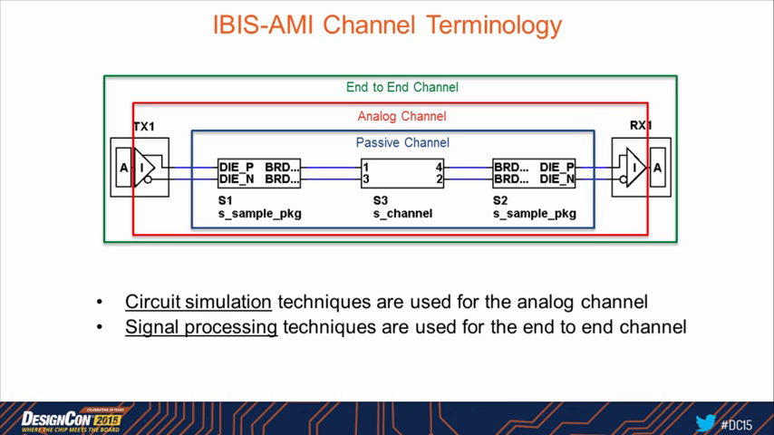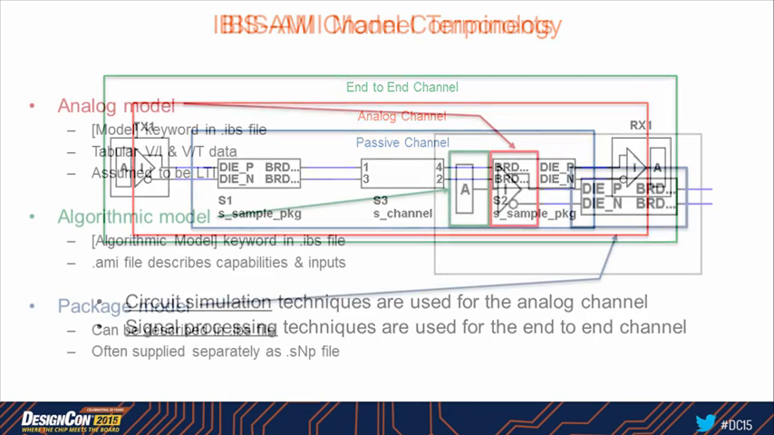And what happens here is that we're going to use different techniques to look at the analog channel and the end-to-end channel. The analog channel is going to be analyzed through circuit simulation techniques, what we think about as conventional voltage and current analysis, whether it's time domain or frequency domain. But the end-to-end channel is going to be analyzed using signal processing techniques.